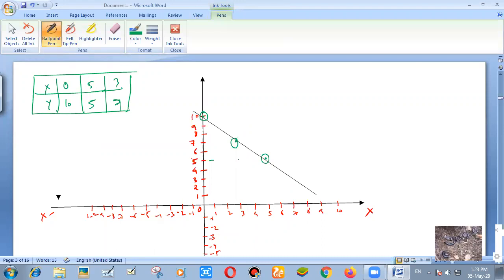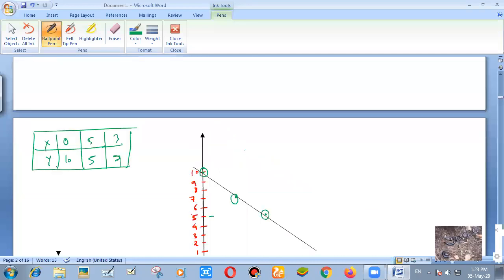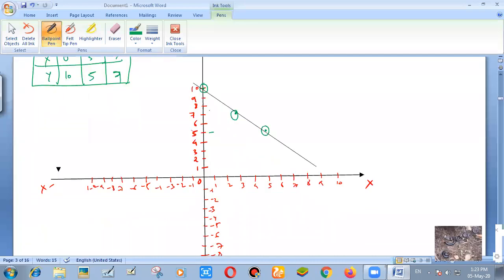Again, now plot the next table. Tell me the value. What is the first value? That means like this, 0, 10. What is the first value? 0, 4. Okay, 0, 4. So it will be this one. Do you understand? Sir, yes.